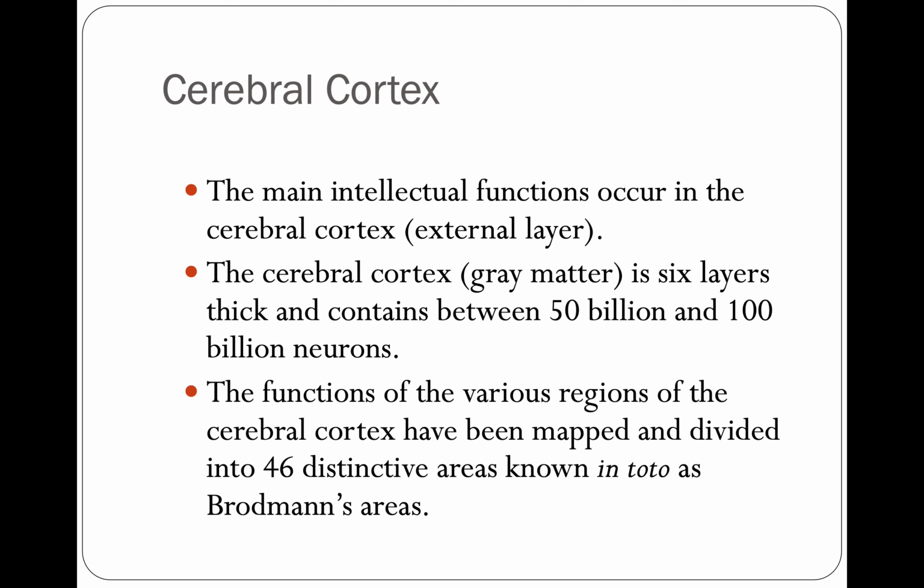piece of side information. The main intellectual functions occur in the cerebral cortex, which means external layer. The cerebral cortex, the gray matter, is 6 layers thick and contains between 50 billion and 100 billion neurons. The functions of the various regions of the cerebral cortex have been mapped and divided into 46 distinctive areas known in toto as Brodmann's area. Why? Because Brodmann was the guy that discovered it.